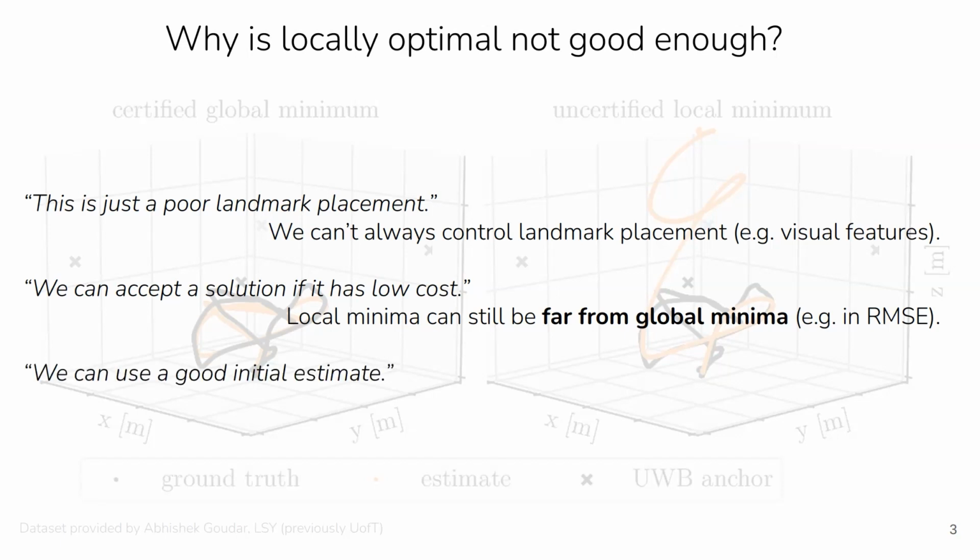And finally, I think maybe the reason why local solvers are still used quite a lot is that if you find a good initial estimate, then you can sometimes actually converge to the global minimum. But it is not always available, we can't always do that. And even if you start from a good initial estimate, you don't have a guarantee that you're going to find the global minimum. So even then, it's still interesting to be able to certify that we do in fact have the global minimum, and we don't have to worry about being far in terms of the RMSE, for instance.